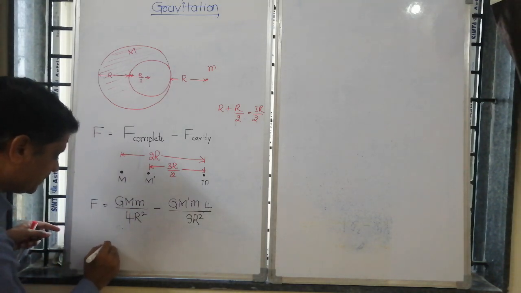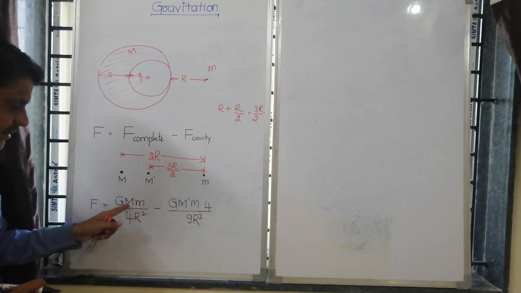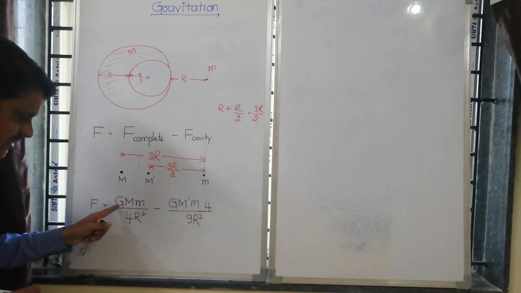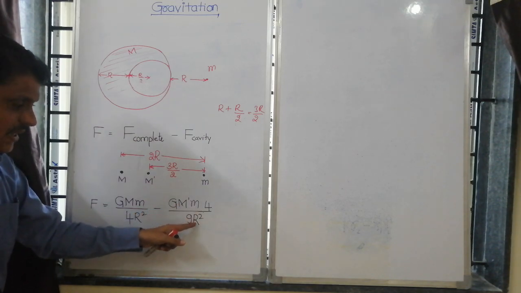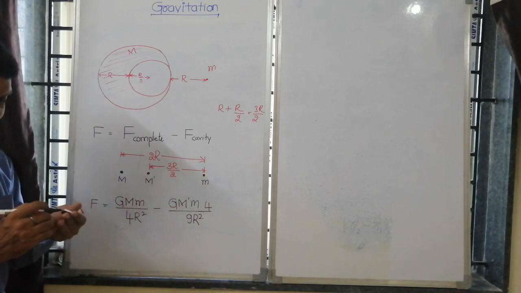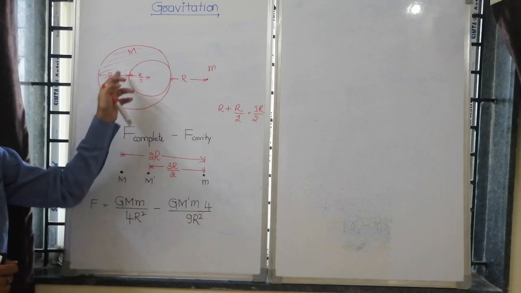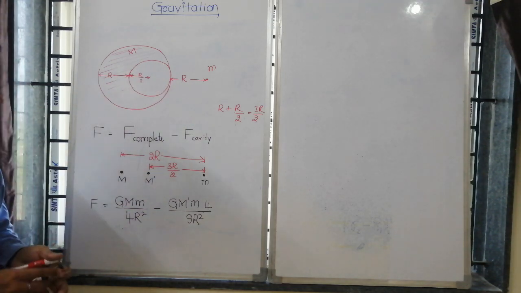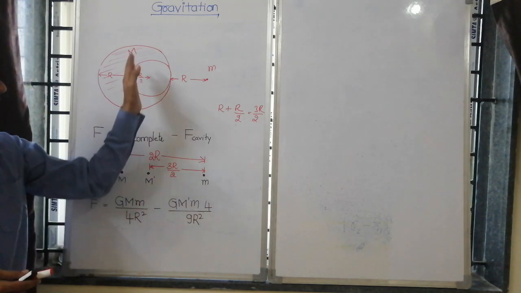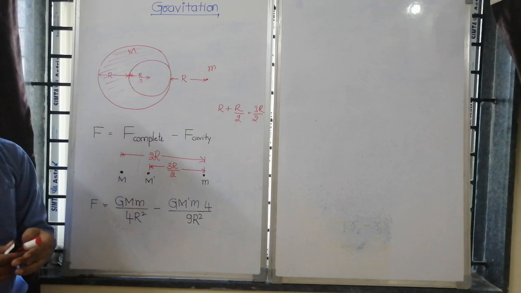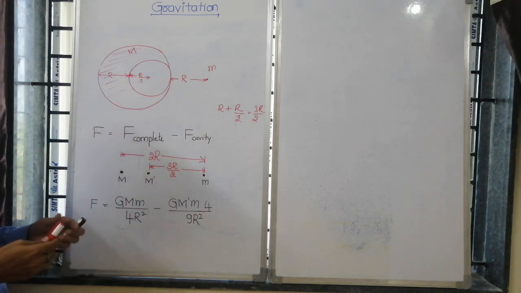Here capital M is given, small m is given, capital G is known, r is known. Here also capital G, small m, r are known, but the only unknown is m dash. Means we have to calculate m dash, the mass of the cavity. To find the mass of the cavity, as I told in the previous topics, we have to use the density concept.